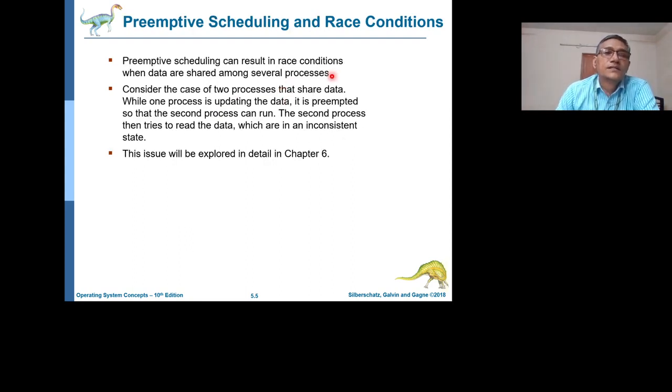Preemptive scheduling can result in race conditions. When data is shared among several processes, consider the case of two processes that share data. While one process is updating the data, it is preempted so that the second process can run. The second process then tries to read the data, which is in an inconsistent state.